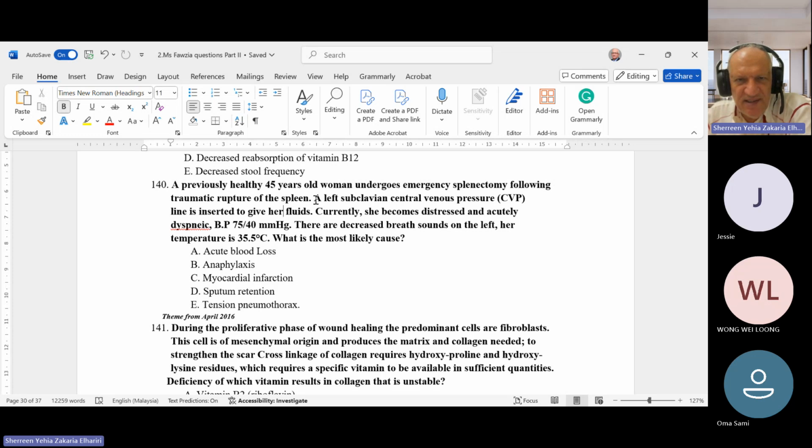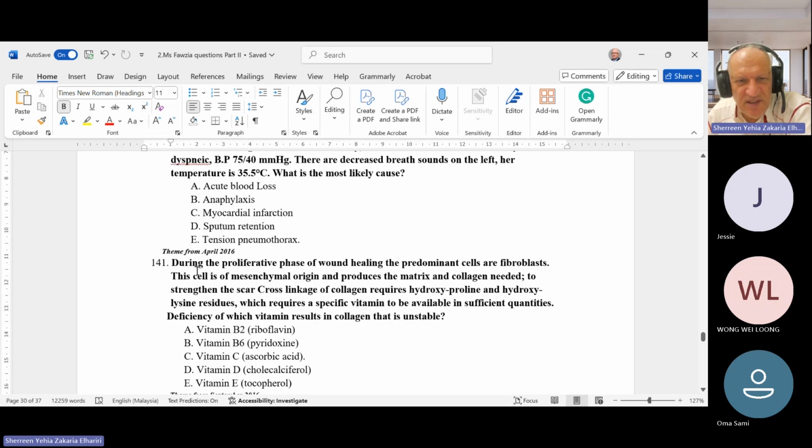If you see here, decreased breath sound in the left. If you want to be more accurate, you can find the trachea shifted to the other side, so to the right side. Maybe hypotension is okay. So it is the tension pneumothorax. It is one of the common complications of the insertion of central line. Nowadays, it is less because nowadays insertion of central line is guided by ultrasound, superficial ultrasound.